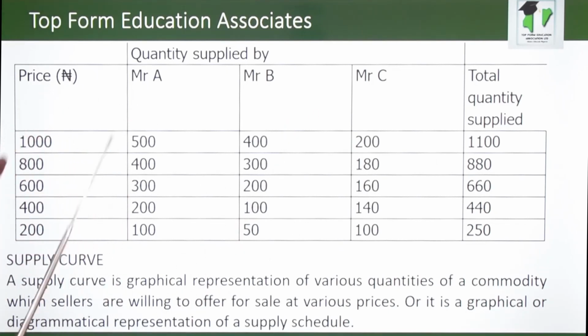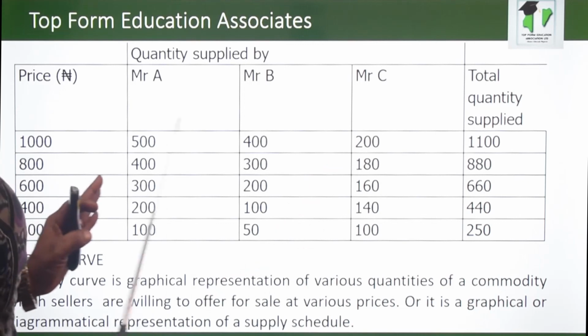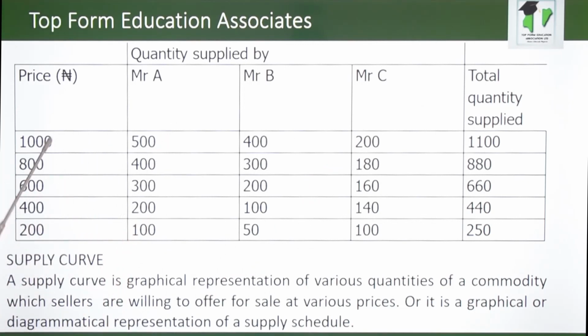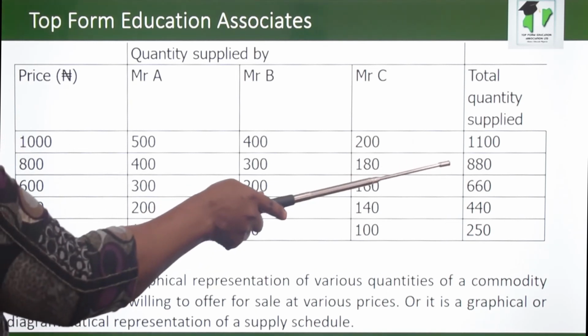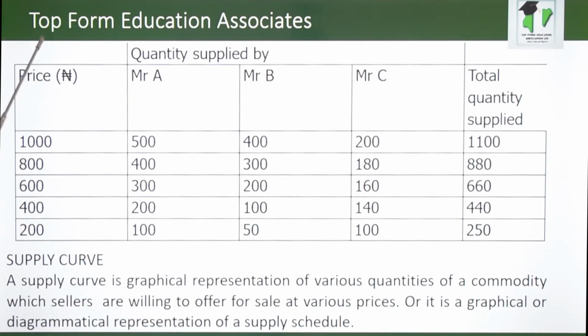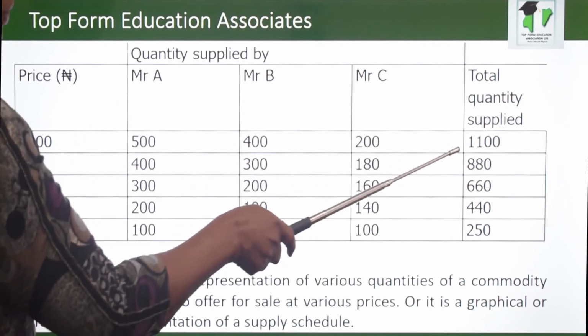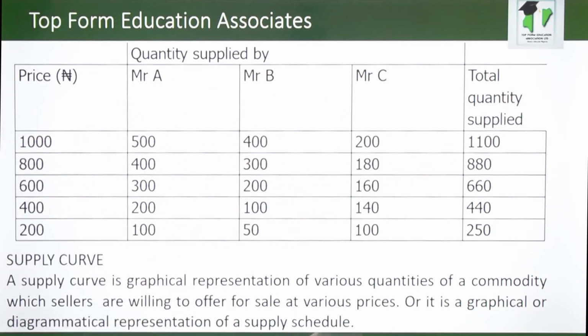In this market, it's assumed that we have just three producers of this particular commodity. And who are these producers? Mr. A, B, and C. So when we add up the totality of the quantity they are willing and able to supply at any given price, you have the market supply. So when the price of this commodity was 1,000 naira, quantity supplied by Mr. A, B, C is 1,100.